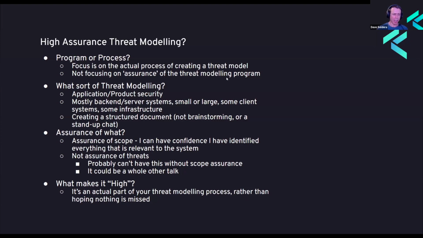And what makes it high? Well, I'm just really saying that this is something that you focus on, something you actually do. You don't sort of hope you get this coverage by accident or anything like that. It's an actual activity that you look at.